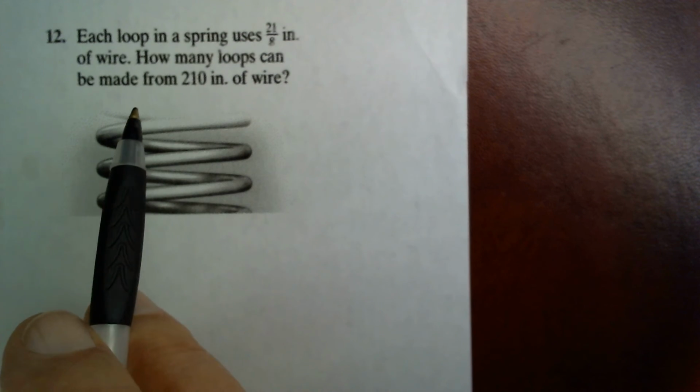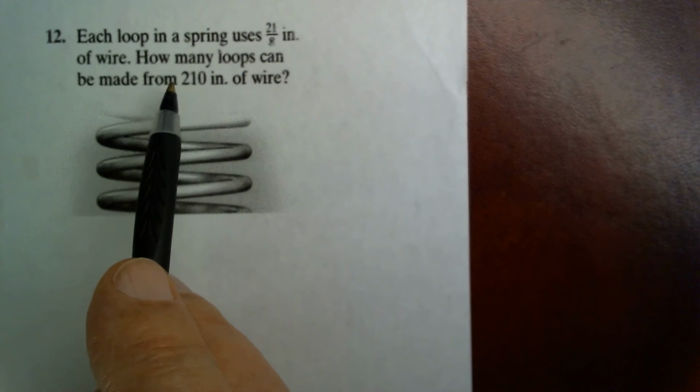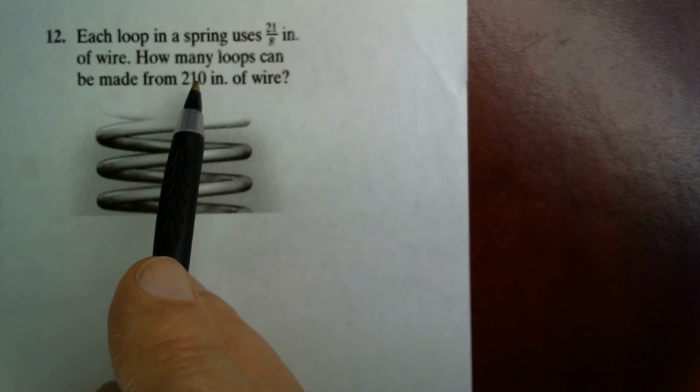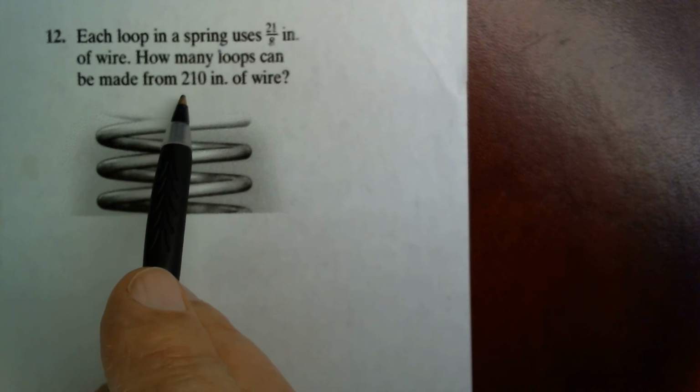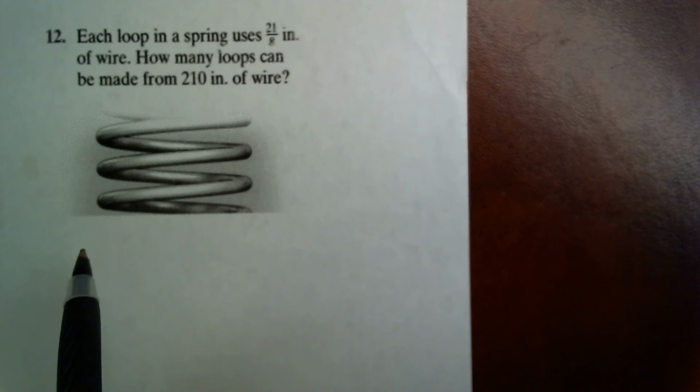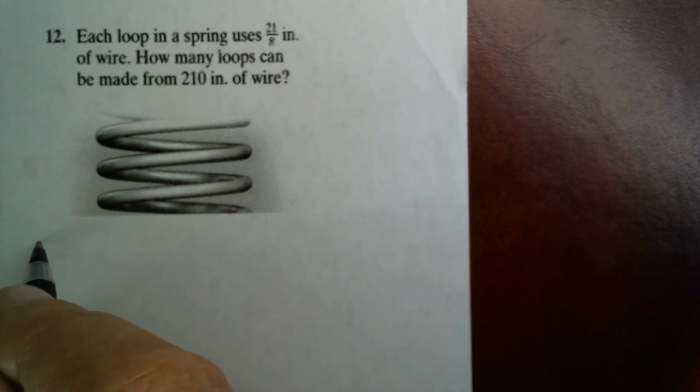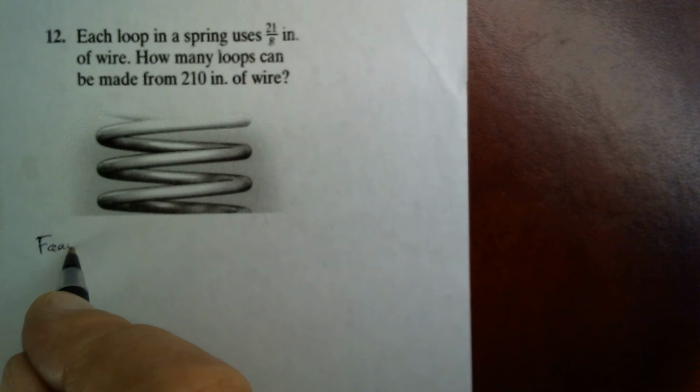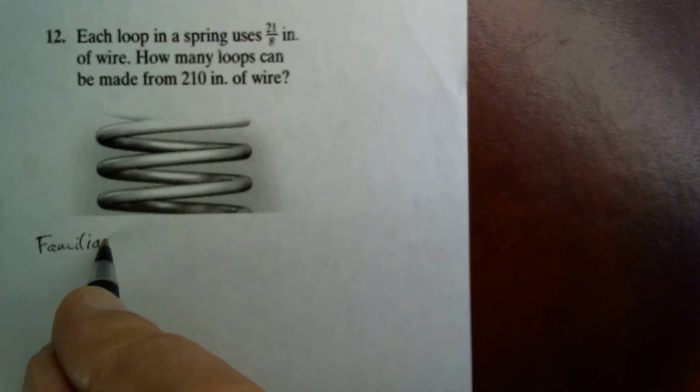Let's look at an application problem, number 12. Each loop in a spring uses 21/8 inches of wire, 21 eighths. How many loops can be made from 210 inches of wire? So then number 1, let's familiarize ourselves with the problem.